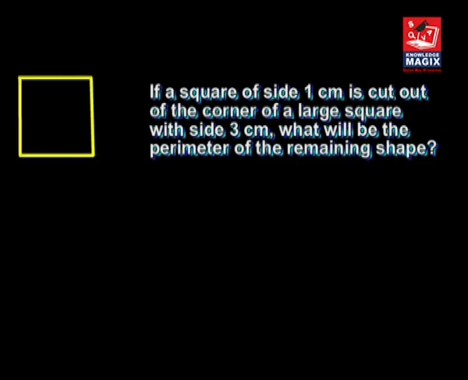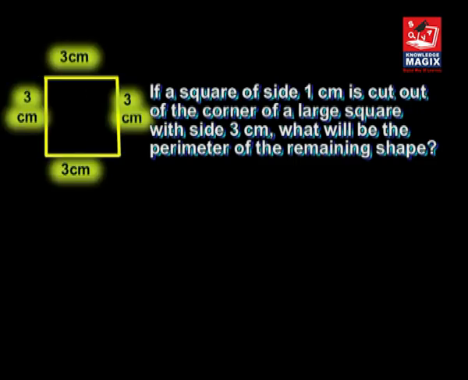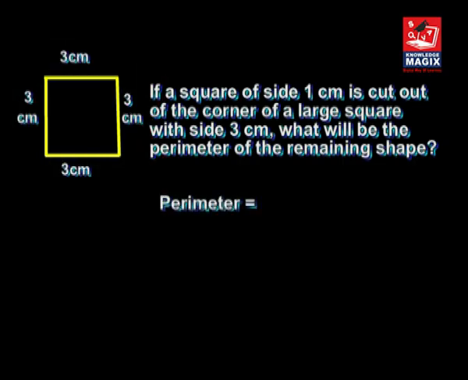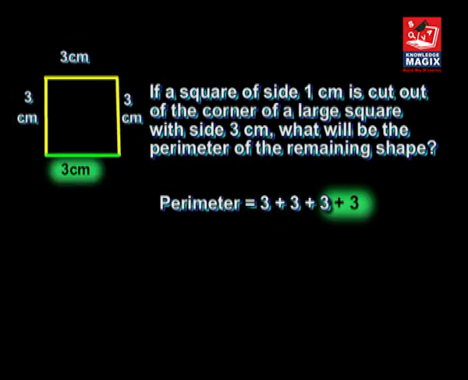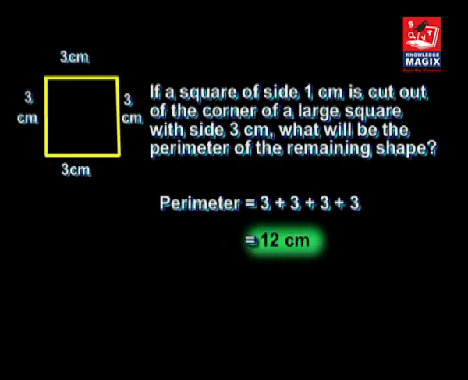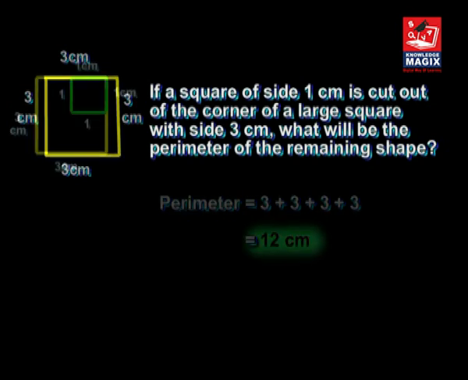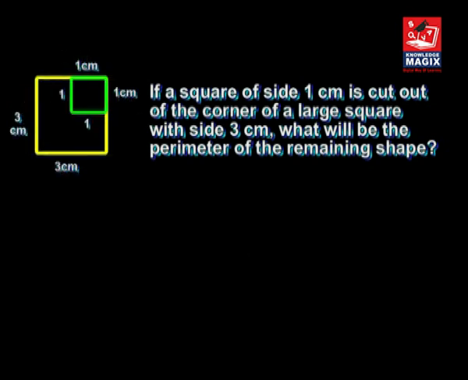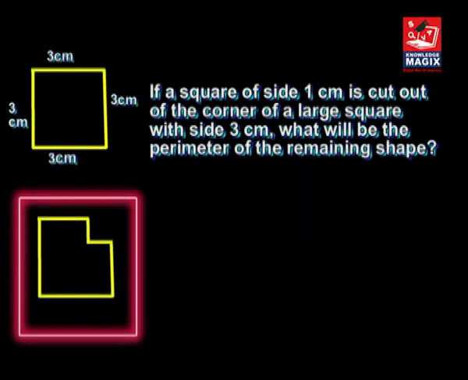Now this is a given square and each side is 3 centimeter. So the perimeter of this figure is the sum of the lengths of all sides, which is 3 plus 3 plus 3 plus 3, equal to 12 centimeters. Now if we cut a square of 1 centimeter from this corner, then the figure will be like this.